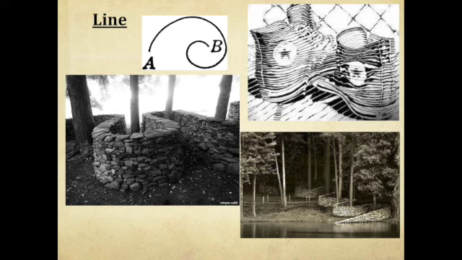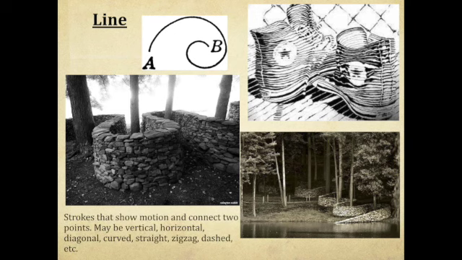These images are examples of line. Now there are examples of other things too, but we're going to focus on line. So a line is any point from A to B. A line is a stroke of movement with your pencil or your pen or whatever you're using to make a mark that shows motion, and it connects 2 points. It can be vertical, straight up and down, it can be horizontal, it can be diagonal, curved, straight, zigzag, dashed. You can come up with a lot of different words for lines.